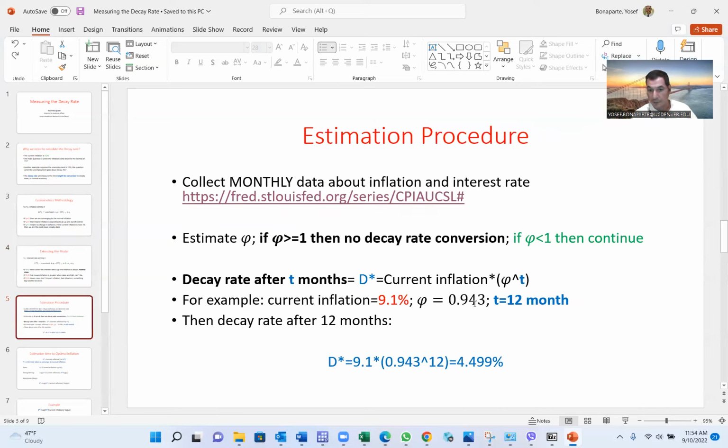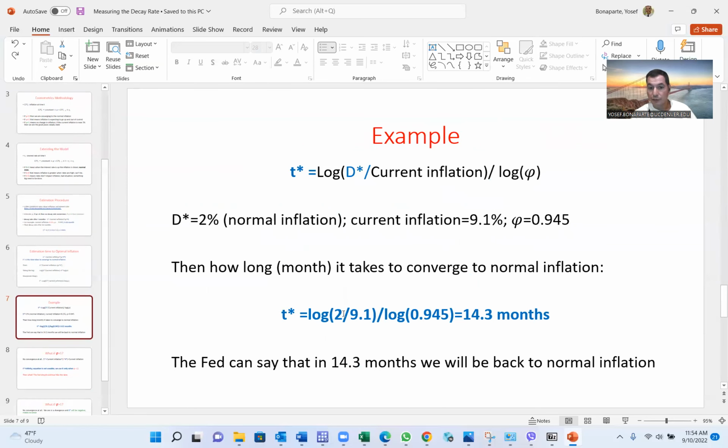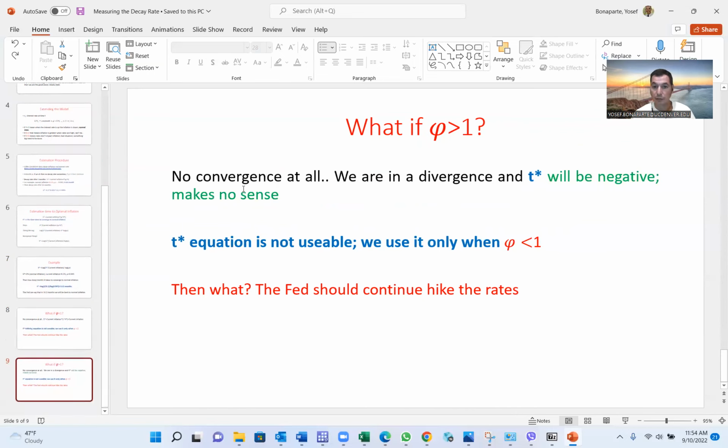Here is an example. If phi is 5.943, the current inflation 9.1. In 12 months, how much inflation will there be? It will be 4.99. Good. The question is, when do we go back to normal inflation? If the normal inflation is 2%, the current inflation is 9.1, and 5.94, then 14.3, that's the example. We're going to converge. If phi is greater than or equal to 1, then we're not converging to inflation. Our inflation is not converging.